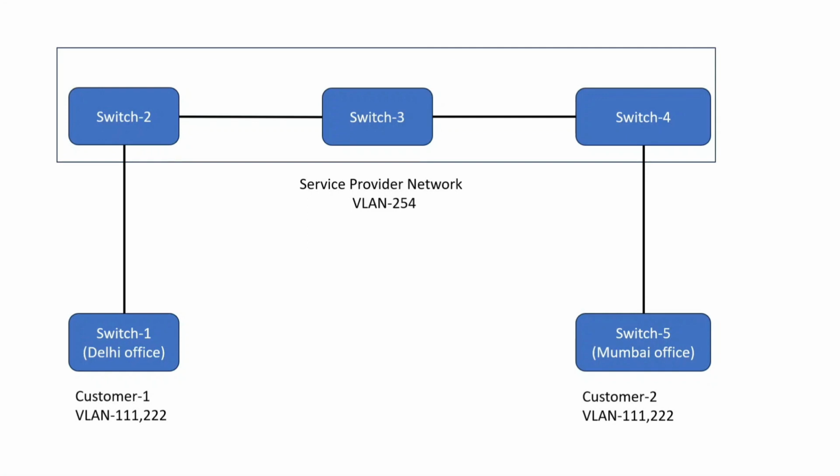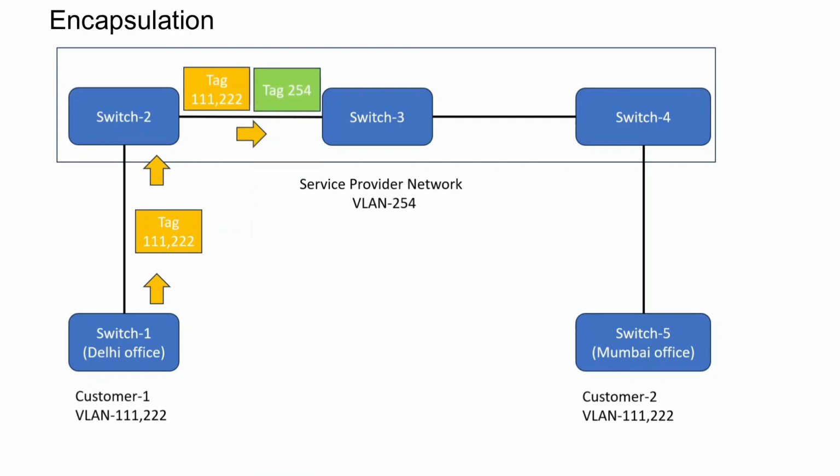From switch 1, that is the Delhi office, we are going to send an Ethernet frame to switch 5, that is the Mumbai office. As we are using VLAN 111 and 222 at the customer ends, the Ethernet frame will have the tags VLAN 111 and 222. When it reaches switch 2, it will add the VLAN tag 254. This process is known as the encapsulation process.